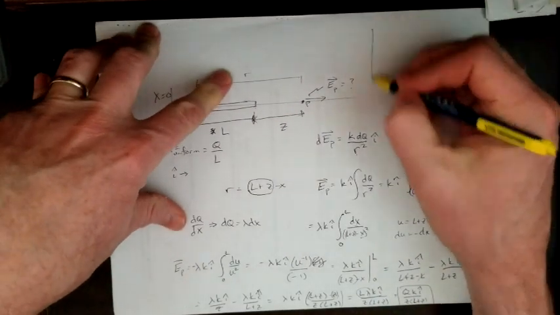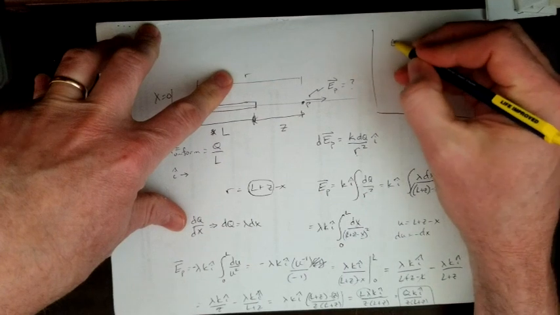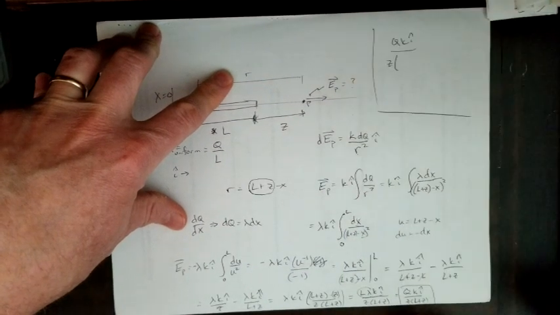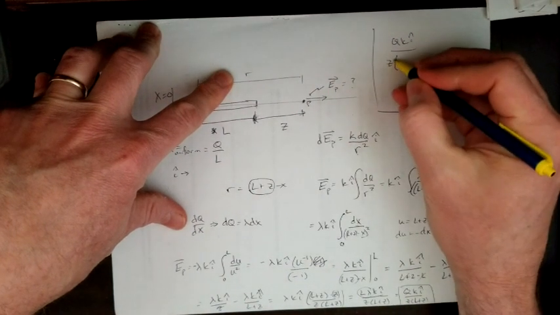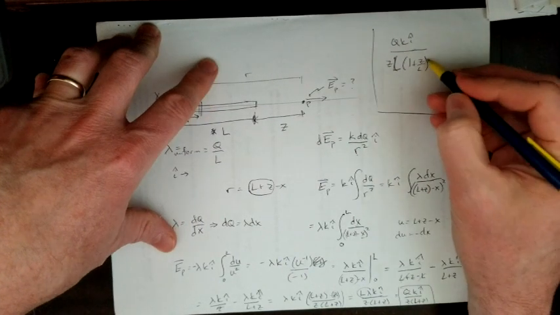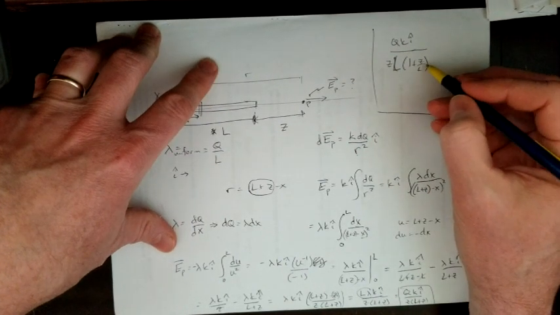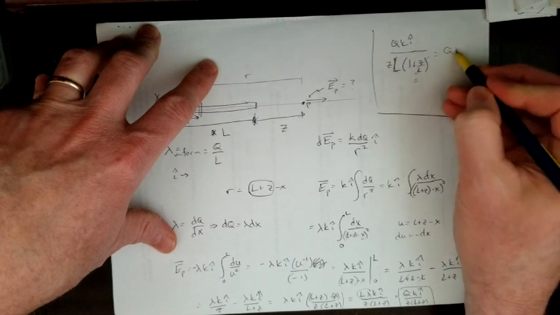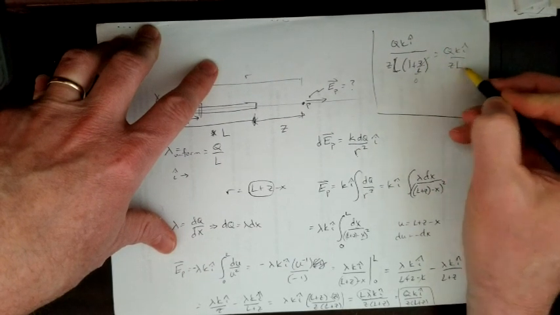So let's take a look over in this corner right here. So I have Q, K, I hat, Z, and then I'm going to go ahead and factor out an L. So Z L, 1 plus Z over L. And so as L becomes large and Z stays relatively the same, this term here goes to 0, and what we're left with is Q K I hat over Z L.